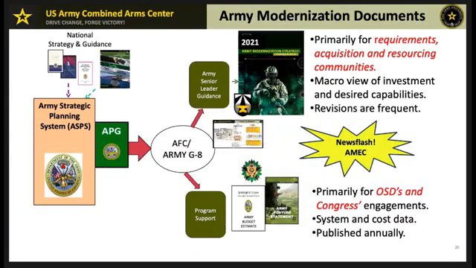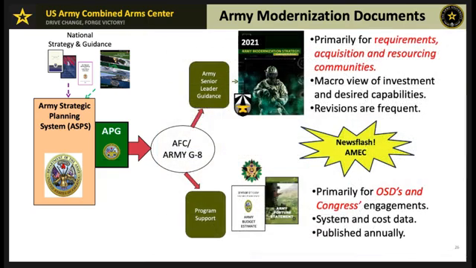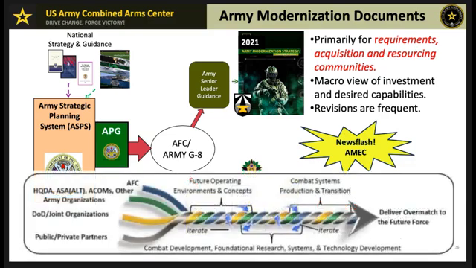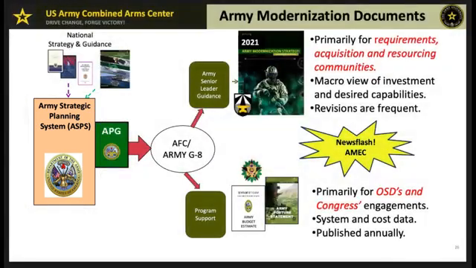This slide focuses on the key documents involved in the Army modernization efforts, which are primarily for the requirements, acquisition and resourcing communities. These documents provide a macro view of investments and desired capabilities to guide Army modernization efforts. The Army Strategic Planning System, ASPS, integrates national strategy and guidance into the Army's resourcing and equipping priorities. This process is led by Army Futures Command and the Army G8.